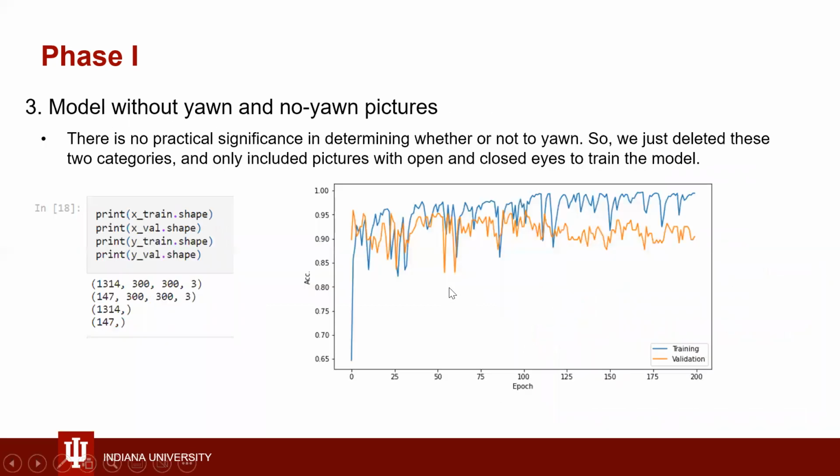Then we realized there is really no practical significance in determining whether or not to yawn. So we just deleted these 2 categories and only included pictures with open and closed eyes to train the model. As you can see here, after training, the validation accuracy can reach around 90%, which is amazing.